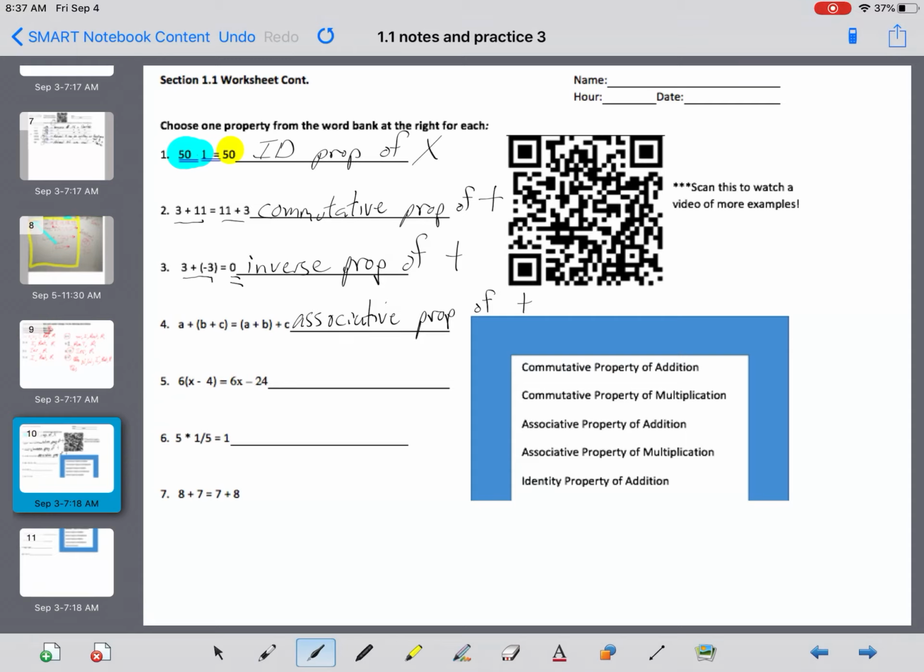Number 5, what has changed? Well, I see some parentheses, and 6 is getting multiplied with everything in the parentheses. And so then that operation, that multiplication is done over here. That is distribution, or the distributive property.